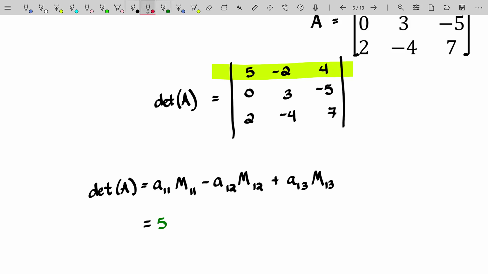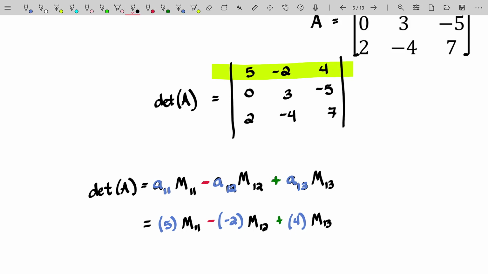And by the way, let me color code things. There we go. So whenever I use blue ink, I'm just writing the entries from the matrix A. So a sub 1, 1 will be 5. We have m sub 1, 1. We'll deal with that in a moment. Minus a sub 1, 2 is negative 2. Again, we have the minor about the entry 1, 2 that we'll deal with in a moment. Plus a sub 1, 3. And again, the minor about the entry 1, 3.